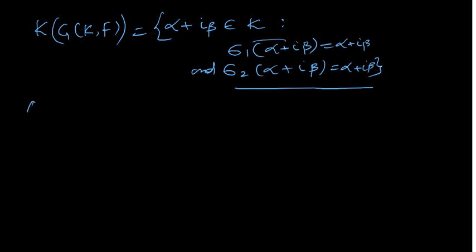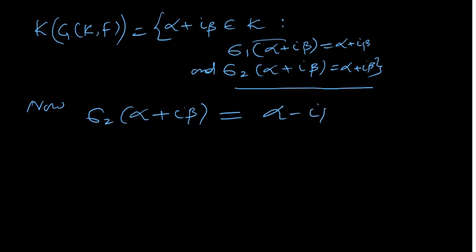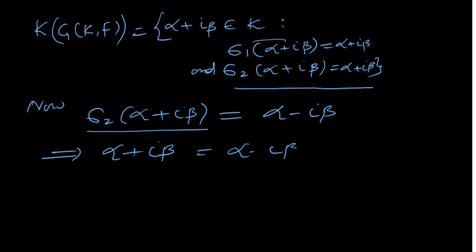So now what is sigma 2 of alpha plus iota beta? By definition of sigma 2 it's equal to alpha minus iota beta, which we also saw. So which implies that, since sigma 2 is in the fixed field, it fixes this. Alpha plus iota beta is equal to alpha minus iota beta, and this will give, alpha will go, twice iota beta is equal to 0, which gives beta is equal to 0.